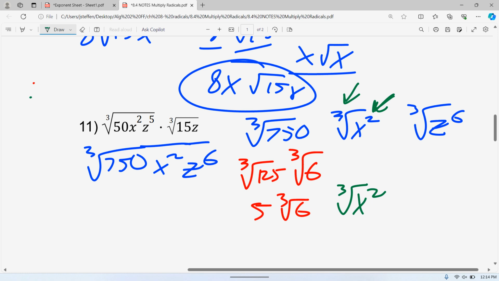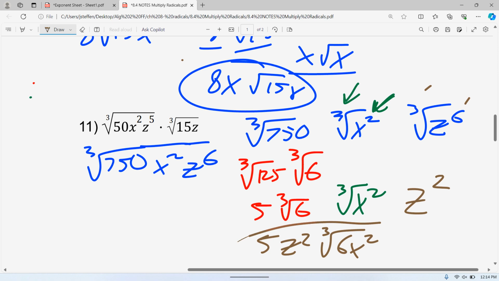And then the last one, 6 divided by 3 works out really nicely. That is just z squared. Again, if you can divide that, that works out nicely and cancels out the radical. So last but not least, anything that is outside the radical goes together. Everything that's inside of a radical all goes in the same radical. Just don't forget that it's a third root.